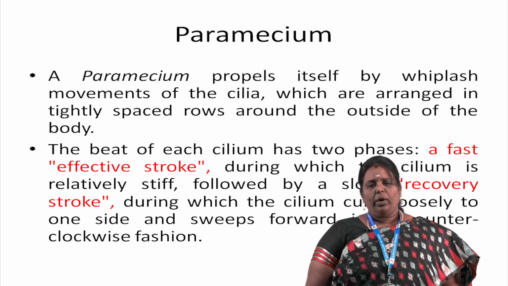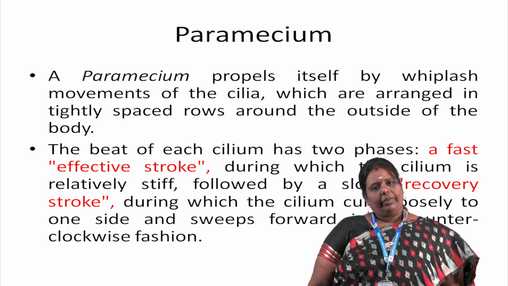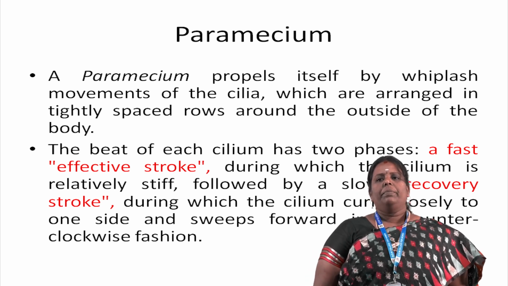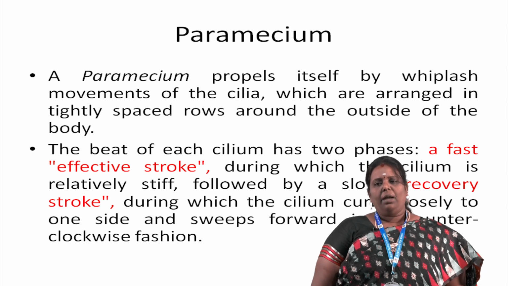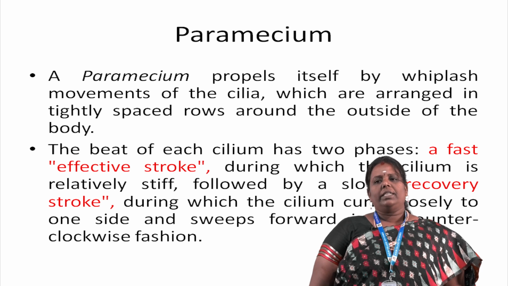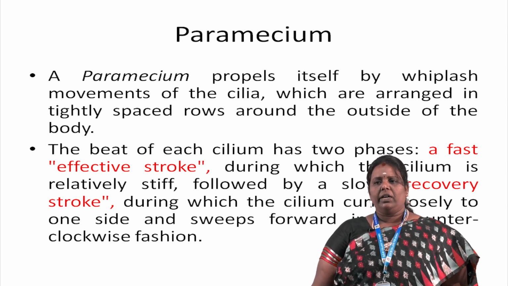So it goes to the front side and then to the back side. That is called the effective stroke. Another one is the recovery stroke. It is a contraction movement. During this time the cilium also occurs in a curl shape. One side sweeps forward, another one is a backward movement.